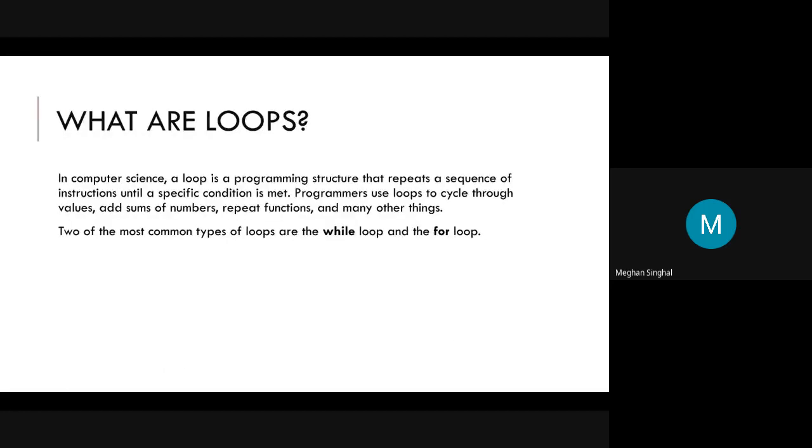Hi, good morning, everyone. My name is Megan Single, and today I will be showcasing the topic patterns in Python. So, what are loops? In computer science, a loop is a programming structure that repeats a sequence of instructions until a specific condition is met. Programmers use loops to cycle through values, add sums of numbers, repeat functions, and many other things. Two of the most common types of loops are the while loop and the for loop.